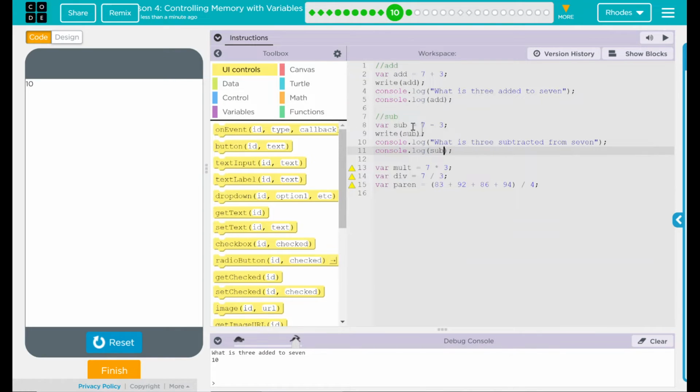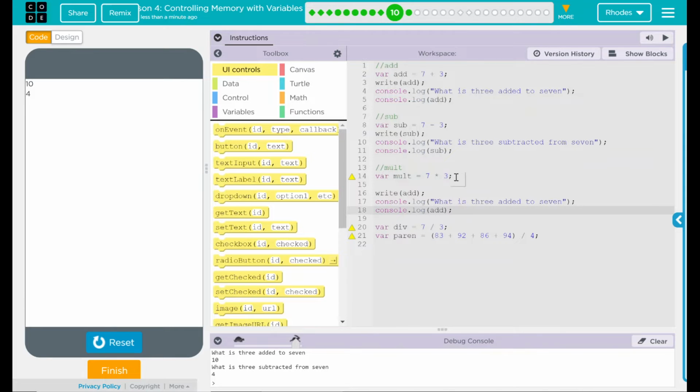So the variable sub is 7 minus 3. We want to write the sub number up here too, so it should say 10 and then 4. We want a console.log message that says what is 3 subtracted from 7, and the answer, which should be 4. Let's see if we did it right. Reset, run. 10, 4, 10 and 4. So that looks pretty good. Let's move on to multiplication. Comment it out again. Mult.